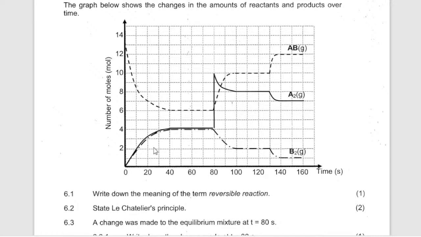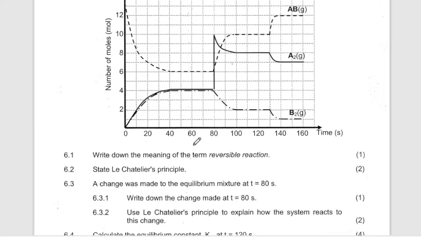What does reversible reaction mean? It means reactants can be converted to product, and product can be converted back to reactants. That's when the reactants and products can be converted both ways. Yes. So state the reaction's principle. This one is also.